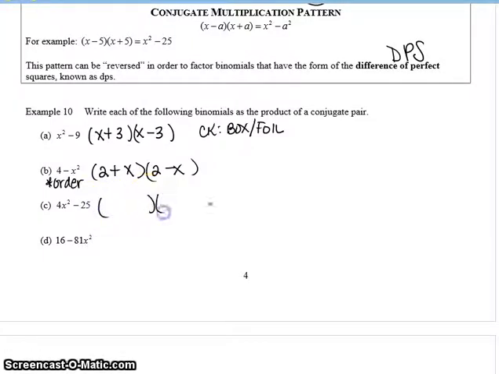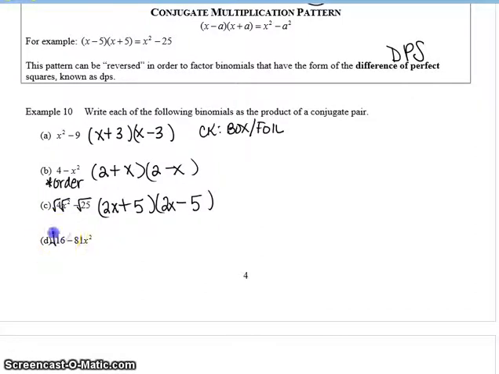Okay. Two sets of parentheses again. One's plus, one minus. Square root of 4 would be 2. Square root of x squared is x. So I have two x's in the front. Square root of 25 is 5. So I have the conjugate pair of 2x plus 5 and 2x minus 5.